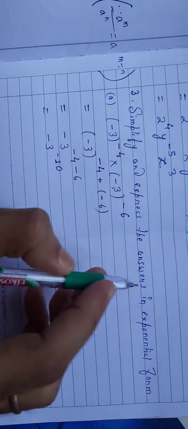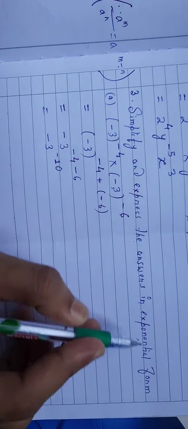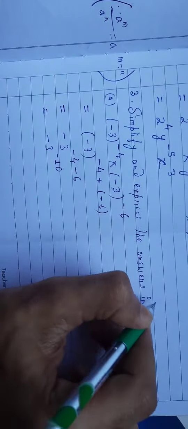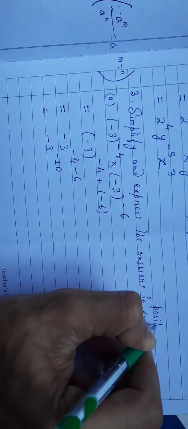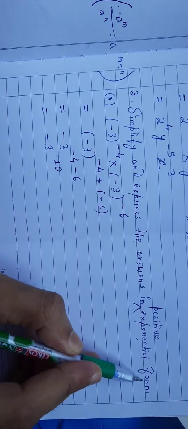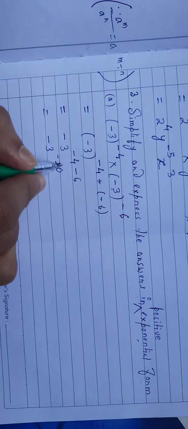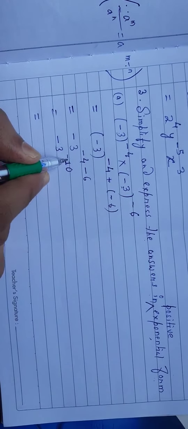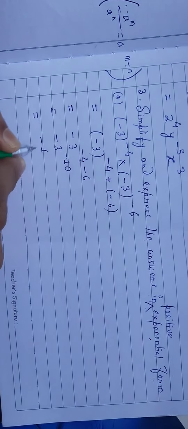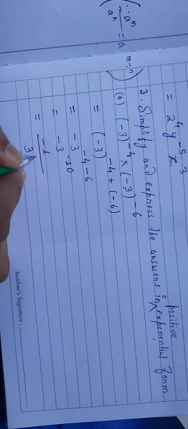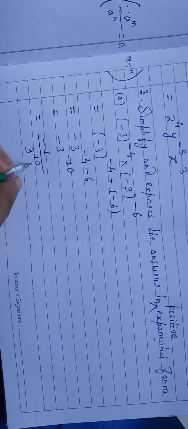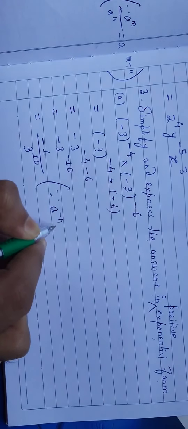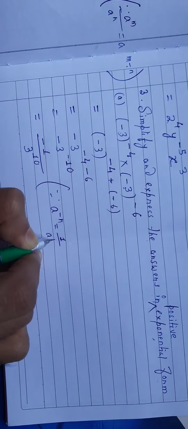Now since I have to keep my answers in positive exponential form, therefore here I'll convert that minus 10 into plus 10. Now how to convert that minus into plus? We know a to the power minus n equal to 1 by a to the power n. So we have converted that into the exponential form. Reason you can write, since a to the power minus n is equal to 1 by a to the power n.